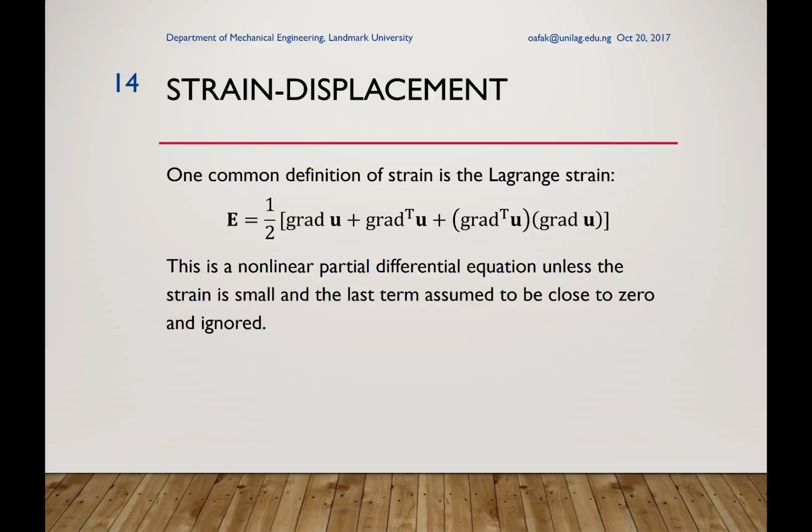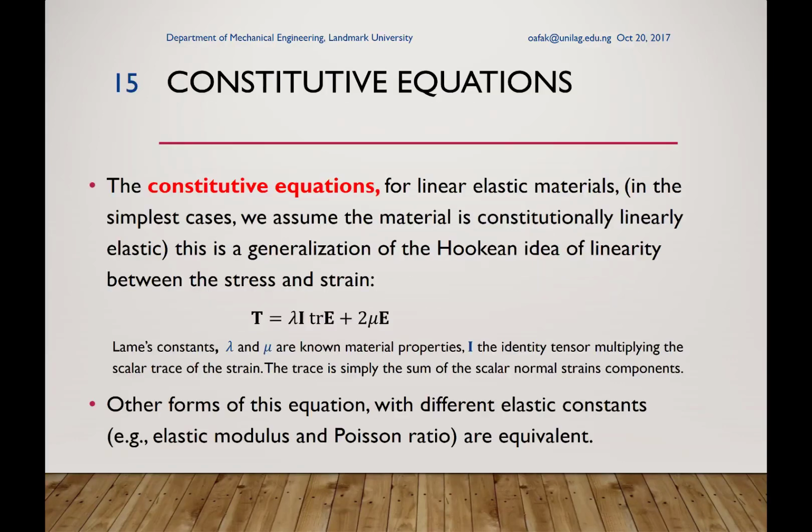The next equation of interest to us among the governing equations is the definition of the Lagrangian strain and the relationship to the displacement. It states that E is equal to half of grad U plus the transpose of grad U plus the product of the transpose of grad U and grad U itself. This is a non-linear partial differential equation unless the strain is small and the last term is assumed to be close to 0.